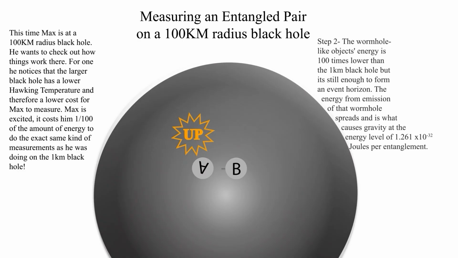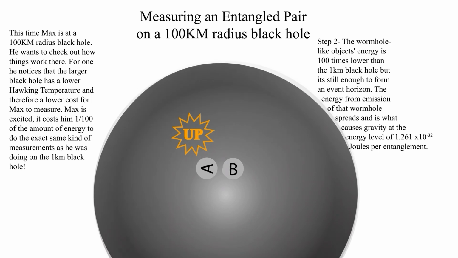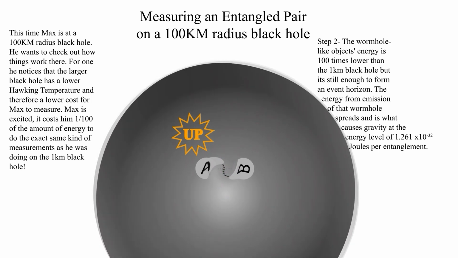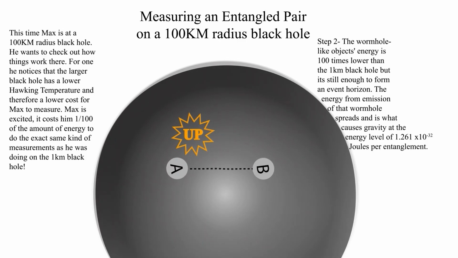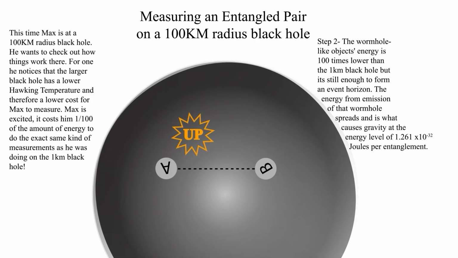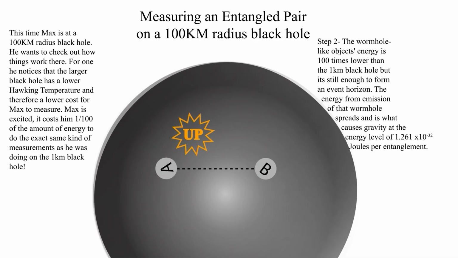Step 2, the wormhole-like object's energy is 100 times lower than the 1-kilometer black hole, but it's still enough to form an event horizon. The energy from emission of that wormhole-like object spreads in what causes the gravity that shows in general relativity as 1.261 times 10 to the negative 30 joules per entanglement.